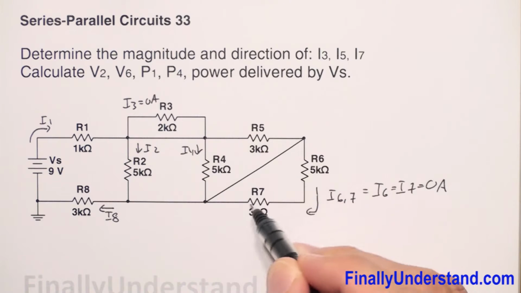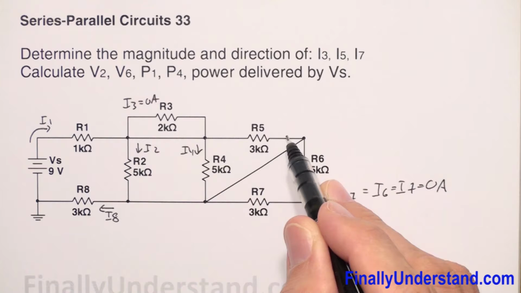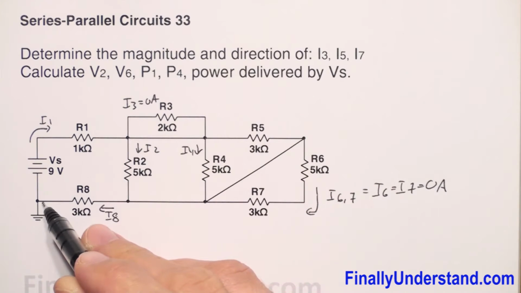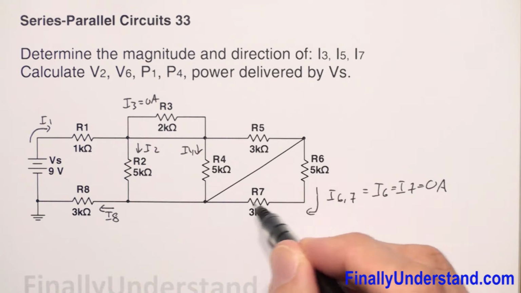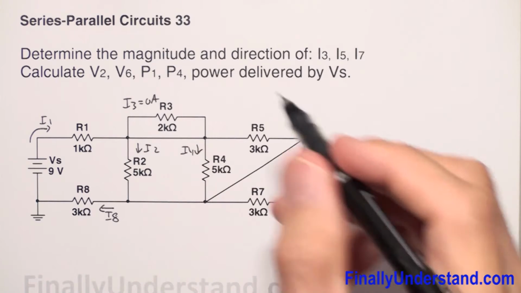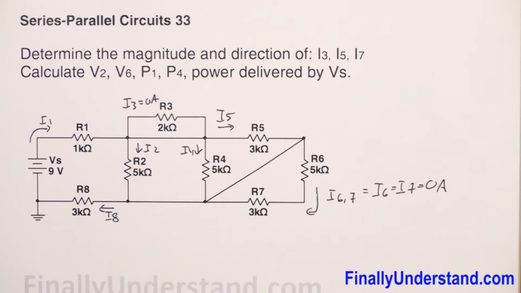These two resistors are shorted, so current is going to go through resistor R5 and straight to the ground. I mean, through resistor R8 it will go to the ground. It's not going to bother to go over here because this is a short. So my I5 is going to go this way. Okay, so we found the directions of the currents.